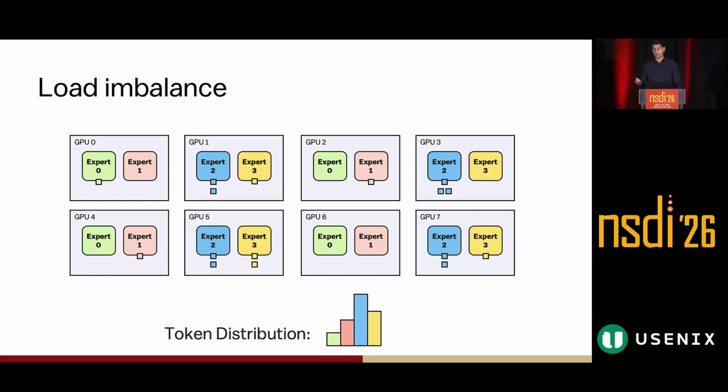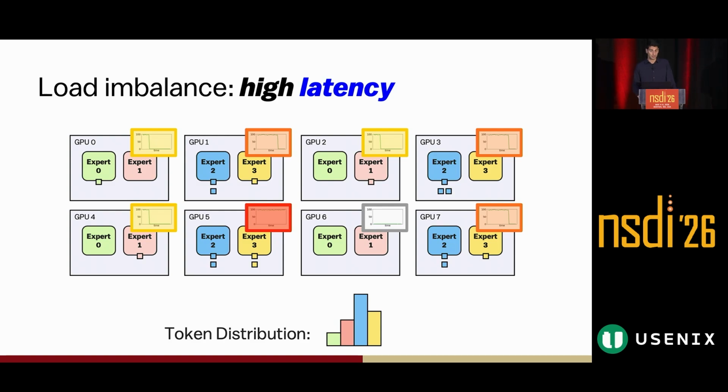Now, here's the problem. It turns out that the expert popularity distribution, how many tokens each expert receives, is very skewed. So we have a big latency problem. We have to wait for the device that hosts the most popular experts to finish all their computation. And at the same time, the remaining system is kept idle.